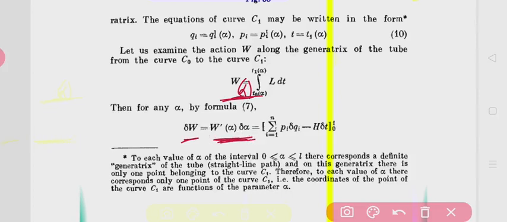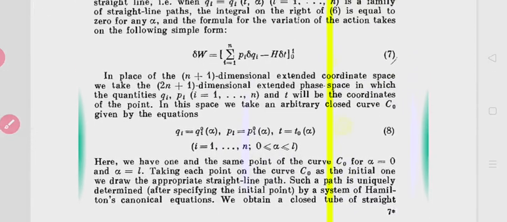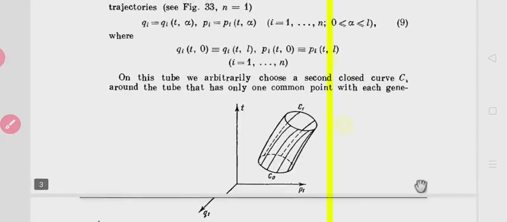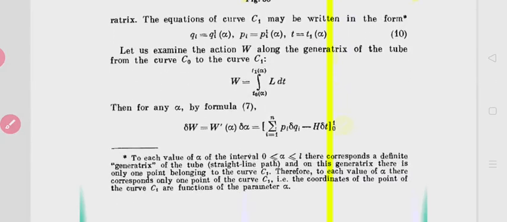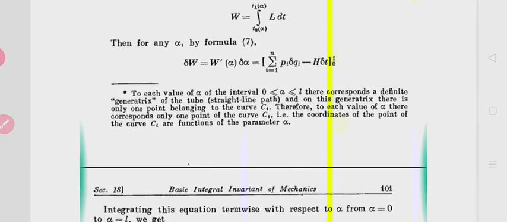And the delta of W that we found above will be given by the summation from 0 to 1 of pi delta qi minus h delta t. So I use this one over here. That means this delta of W will be given by this one.